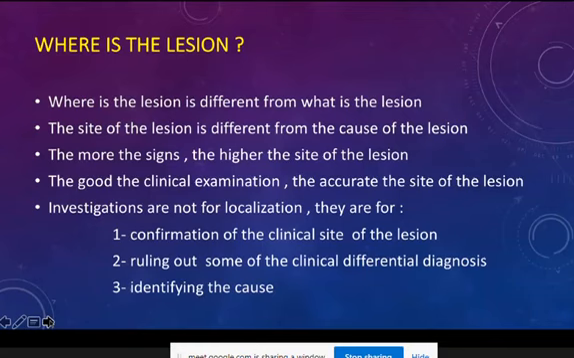So this is very important, 5 points. Number one, where is different from what is. The site of the lesion is different from the cause, especially for the students. The more the signs, the higher the site. And a good history and good examination will lead to an accurate diagnosis. Investigations are for confirmation of the clinical site, ruling out some of the clinical differential diagnoses, and identifying the cause. That is the reason for the investigations.